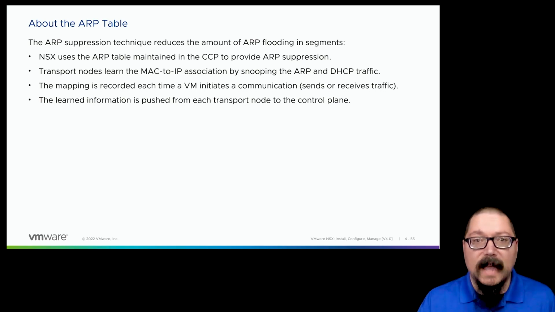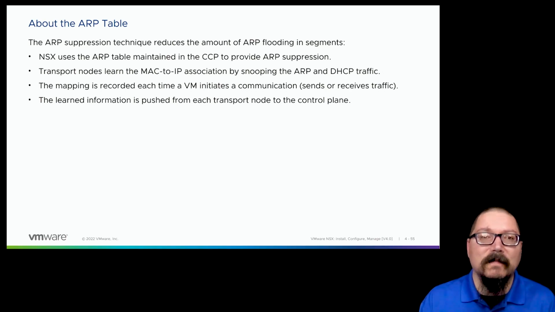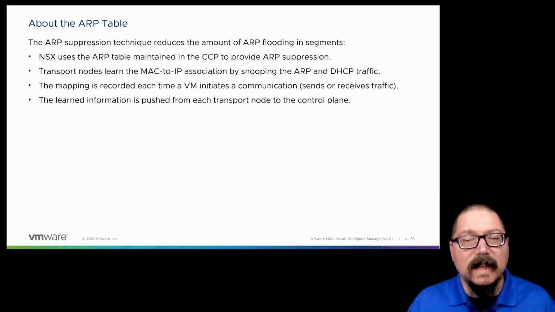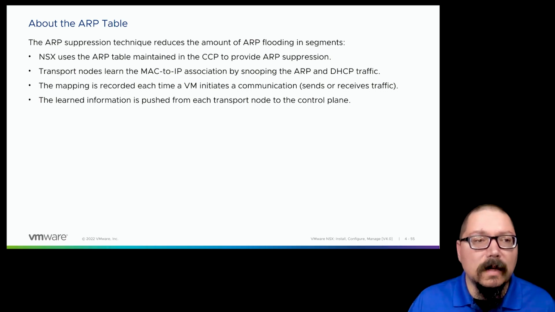An ARP request simply asks that question. Who has this IP address? And we wait for a response. We broadcast that. Well, that's a lot of traffic on our networks. Systems use a lot of ARP. So we want to minimize that. And by maintaining an ARP table for our overlay segments, at least within the context of NSX, we can minimize that ARP traffic and answer those requests locally.